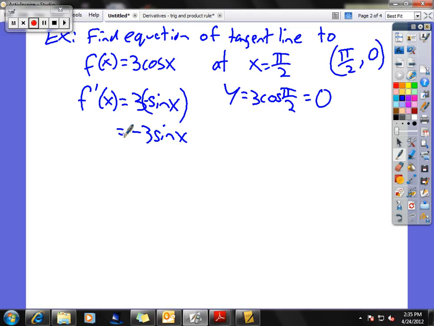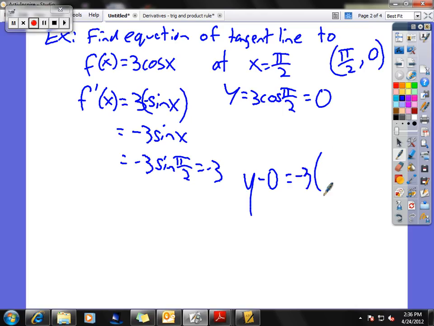Okay? And now we actually got to know what that is, so we need to plug in x: negative 3 sine pi over 2. And you know sine pi over 2 is positive 1. So this equals negative 3. So that's your slope. And now you just do what we did yesterday, write this in point-slope form. So y minus 0, you don't need to write that. I'm just going to write it, just to make sure you have it clear, equals the slope times x minus pi over 2 in this case.